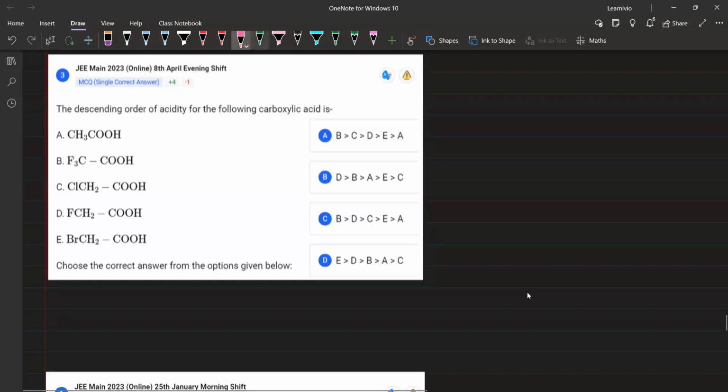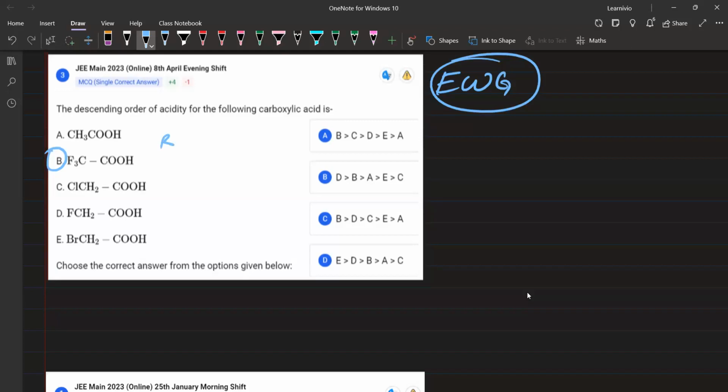Also, you have to look at the electron withdrawing capacity. No, you have to look at only the electron withdrawing group. So which one is having the most number of electron withdrawing groups? Obviously B. Then next one will be B, and after that it will be D, because again fluorine. So B and D. Yeah, option number C will be the correct one.